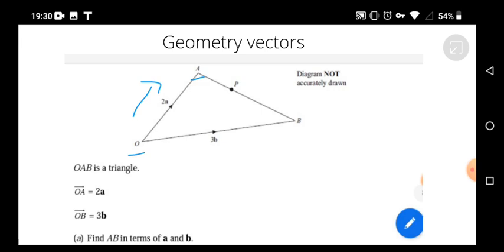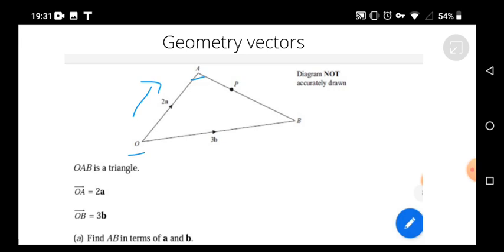It's going from O to A. And a little quick rule with geometry vectors: if I was to go from A to O, that would be minus 2A, because direction has a big impact on vectors. Okay. And we also know that OB is 3B. We can go that way.